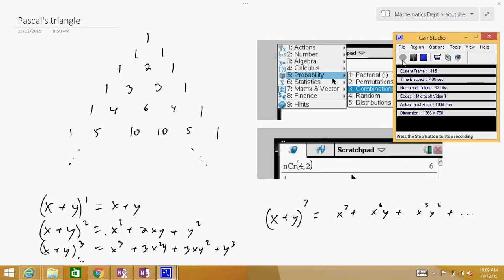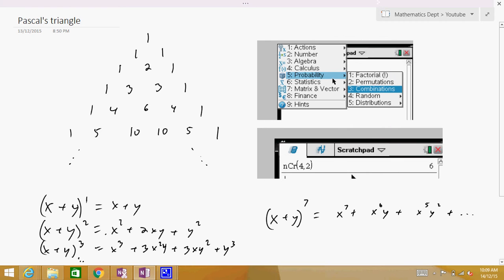Now to start off, what we're gonna do is look at expanding x plus y to different powers. So let's look at x plus y to the power of 1. If we expanded that, that would just be equal to x plus y. If we expanded x plus y to the power 2, using FOIL or any other method, you would get x squared plus 2xy plus y squared. If we did x plus y to the power 3, we would get x cubed plus 3x squared y plus 3xy squared plus y cubed.